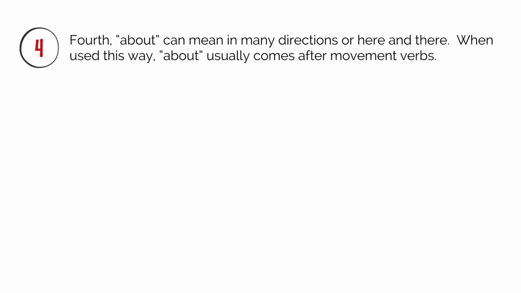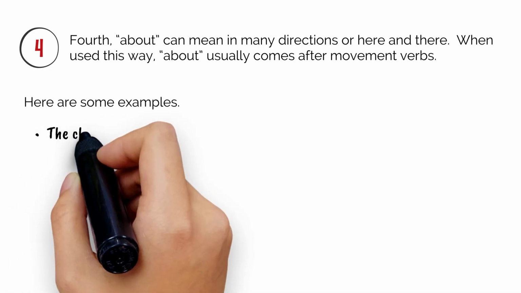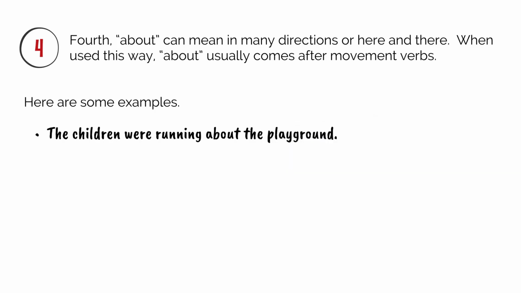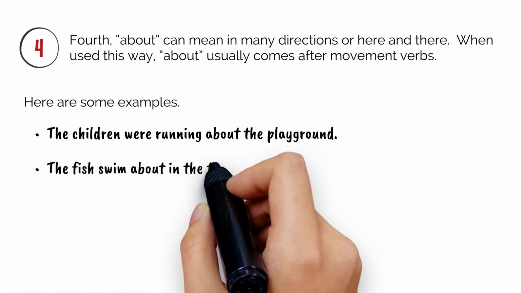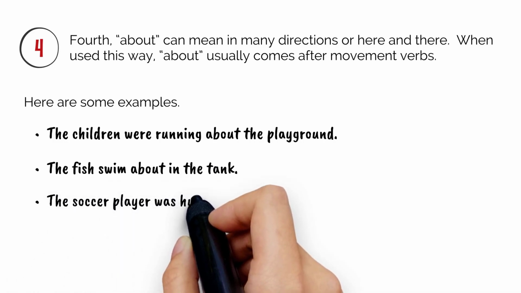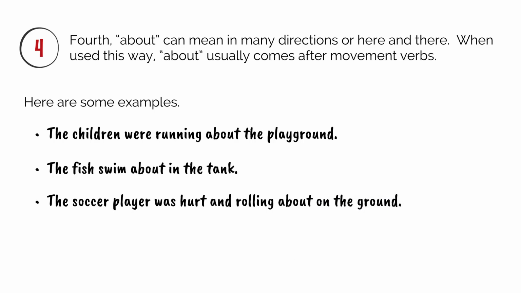Fourth, about can mean in many directions or here and there. When used this way, about usually comes after movement verbs. For example, the children were running about the playground. The fish swim about in the tank. The soccer player was hurt and rolling about on the ground.